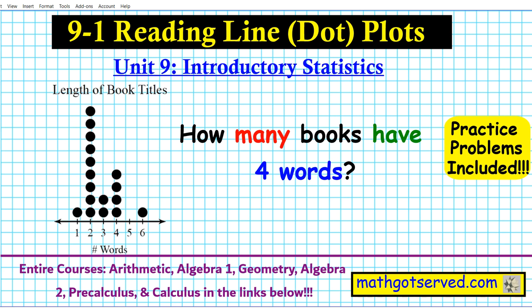In this clip, we're going to be going over section 9.1 of our series on introductory statistics. We're going to be taking a look at how to read line or dot plots in this presentation. A sample problem of what we're going to be looking at is given here. You have this line plot, and you have to find how many books have 4 words in them. Don't forget there are practice problems at the end of this tutorial for you to try out to demonstrate mastery of the contents of this tutorial.